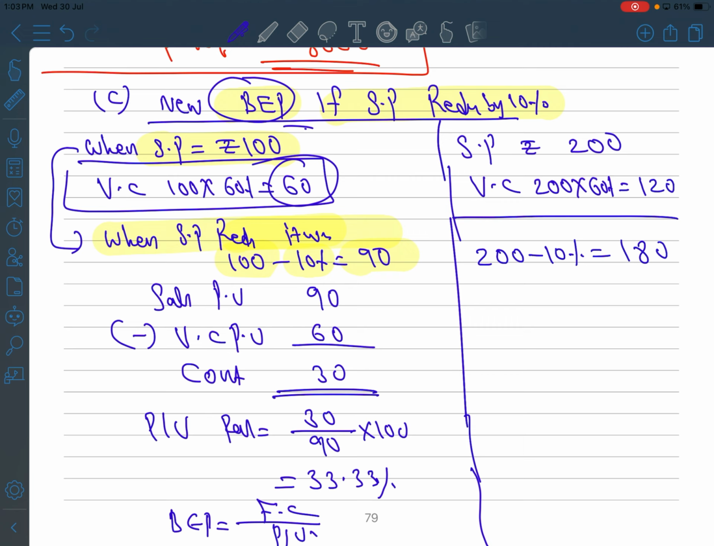Very perfect. Yeah, then sales is equal to 180 minus variable cost is equal to 60.